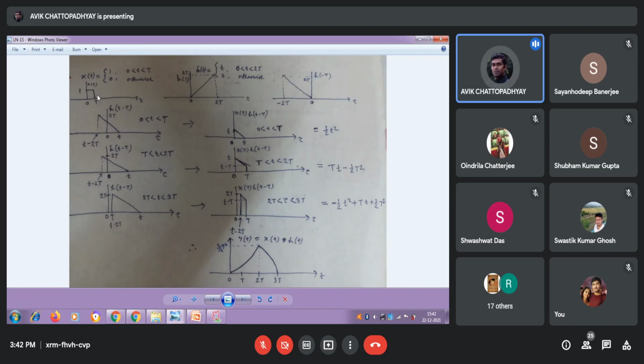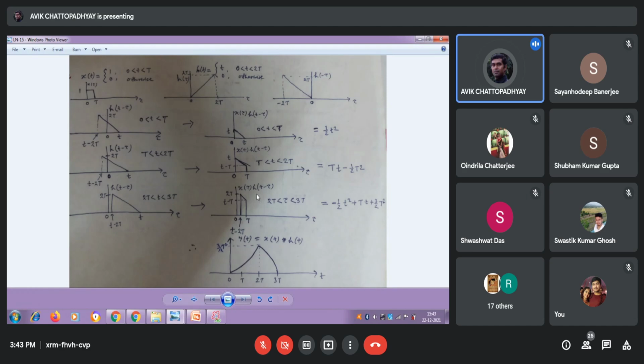Just think of when this point actually overlaps with this point. Then the total length will be t plus 2t, that means 3t. So 3t will be the maximum. If it goes beyond the 3t limit, then there will be no overlap, so the result is 0. We don't need to look beyond that.